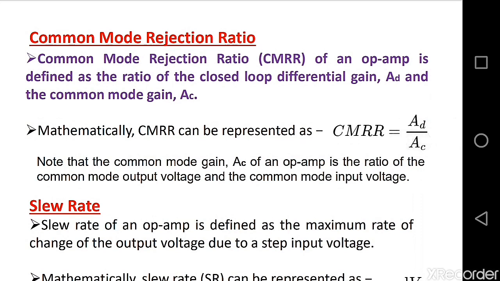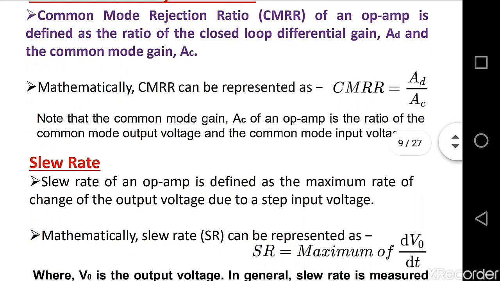Next, common mode rejection ratio. Common mode rejection ratio of an op-amp is defined as the ratio of closed loop differential gain AD and the common mode gain AC. Mathematically, common mode rejection ratio is equal to the ratio of closed loop differential gain and common mode gain, that is AD and AC.